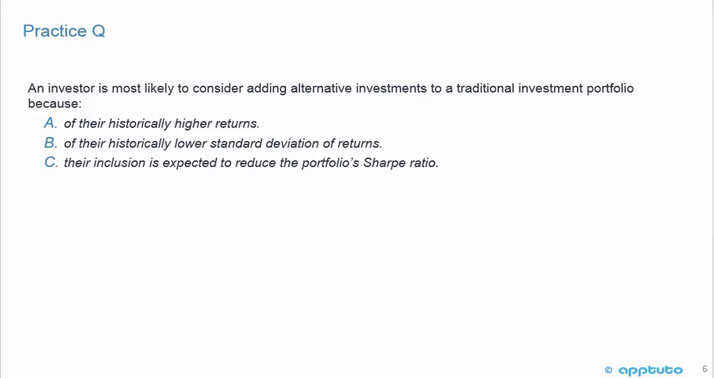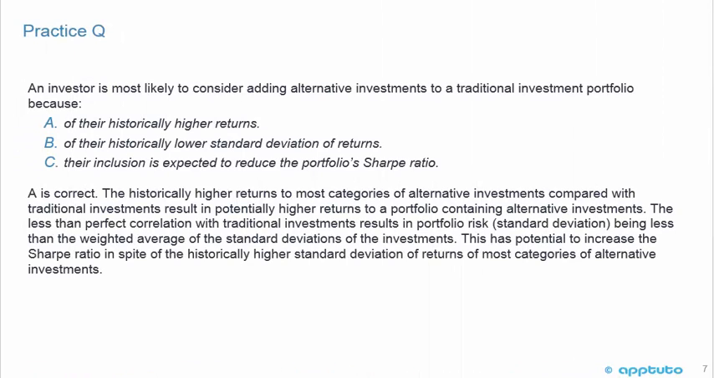And we'll just finish this LOS with one quick practice question. An investor is most likely to consider adding alternative investments to a traditional investment portfolio because A, of their historically higher returns, B, of their historically lower standard deviation of returns, or C, their inclusion is expected to reduce the portfolio Sharpe ratio. And the correct answer is A, based on the table that we saw in the CFA curriculum.